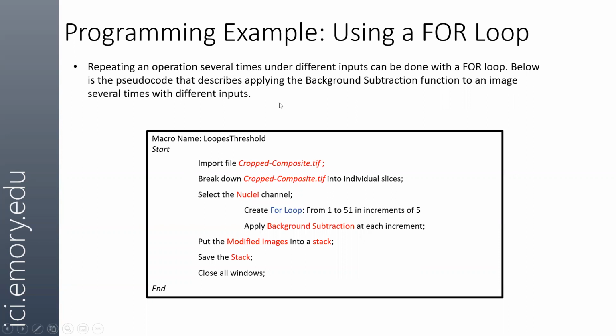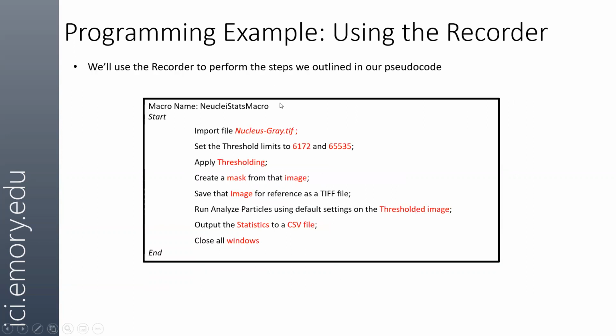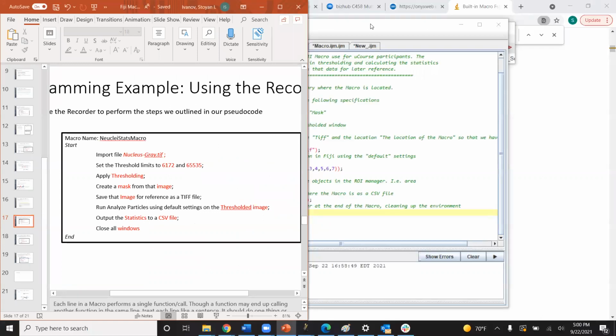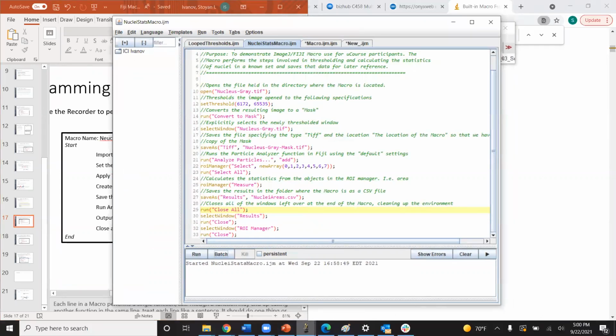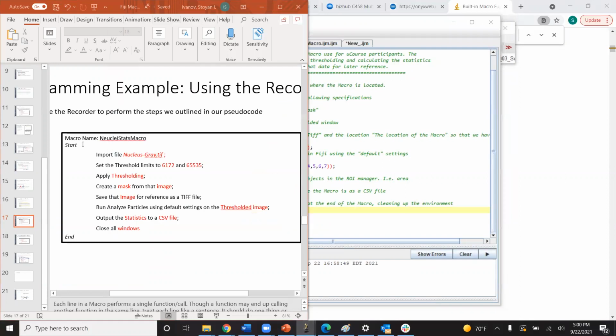Yeah, so before we move on to the for loop, why doesn't everyone try and repeat what I did here with the recorder to see if it works for them, to get the statistics into a .csv file from the nucleus-grade TIFF. So let's take about 10-15 minutes to do that, and let me know if any of you have questions.